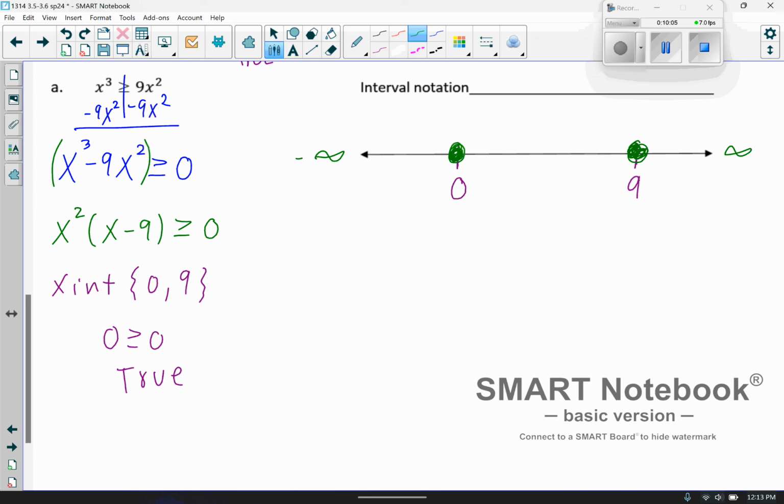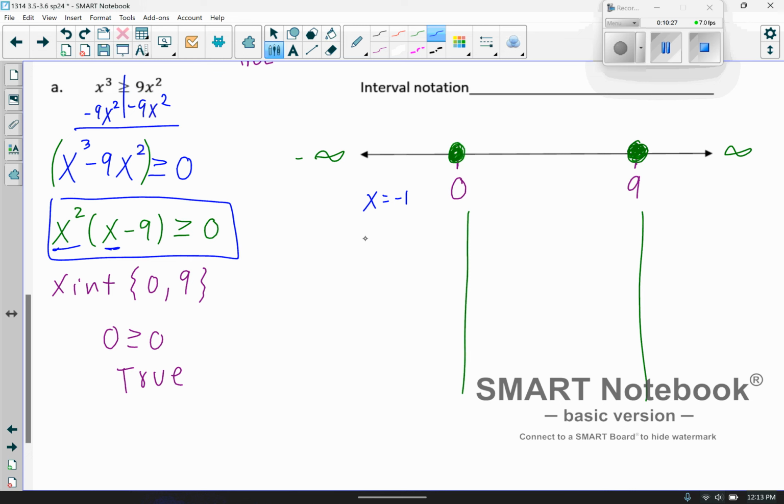All right. And now we just need to come up with some values to test here. So I only have three sub intervals. I have a sub interval here, in the middle, and then beyond to the right. So here, I'm just going to try x equals -1 and see what happens. Plug it into both spots. So we're going to have -1 squared times -1 minus 9, which would be -10. Is that greater than or equal to 0?